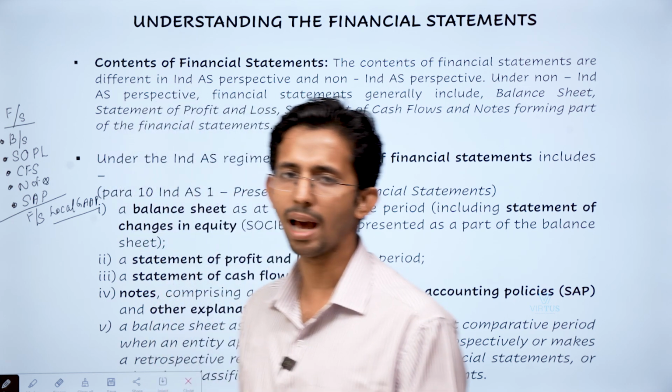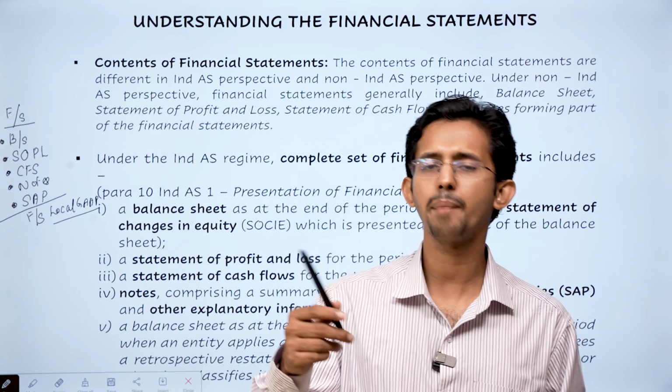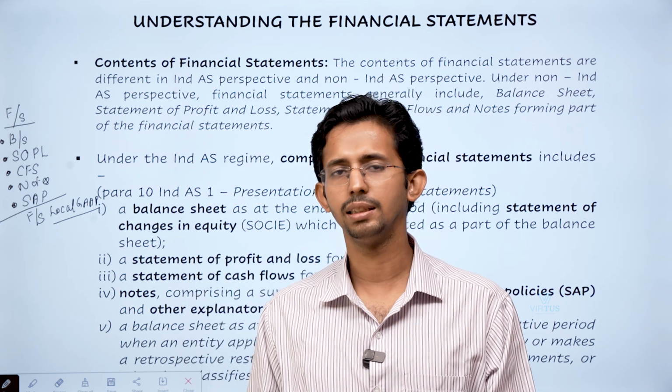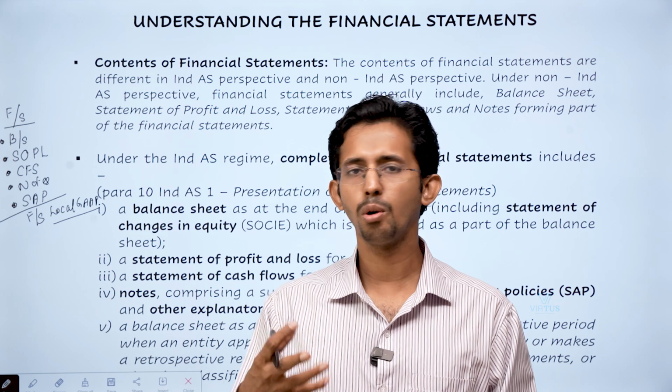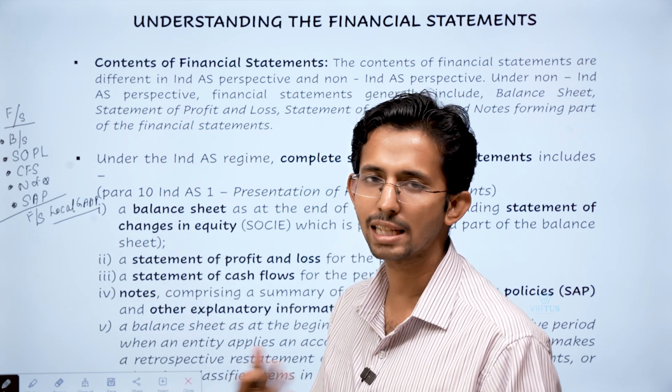So you have your balance sheet, statement of profit and loss, then cash flow statements if it is applicable, then your notes on accounts, which will include the disclosures as well as the schedules forming part of financial statements, and the last one, significant accounting policies or SAP.